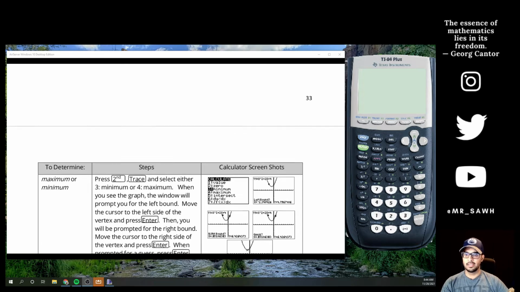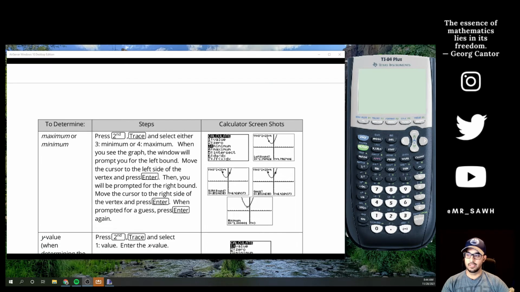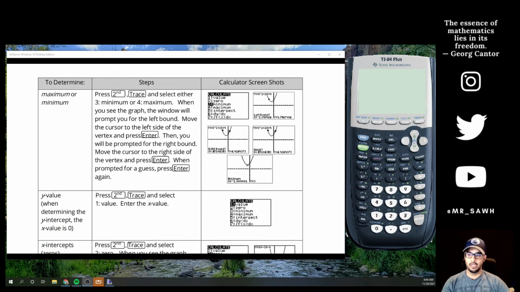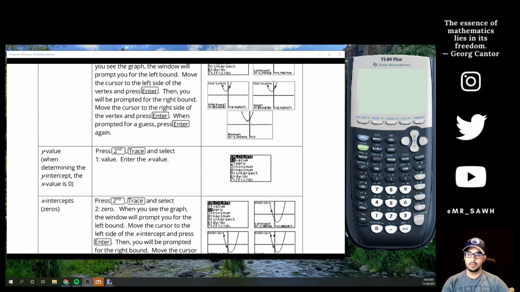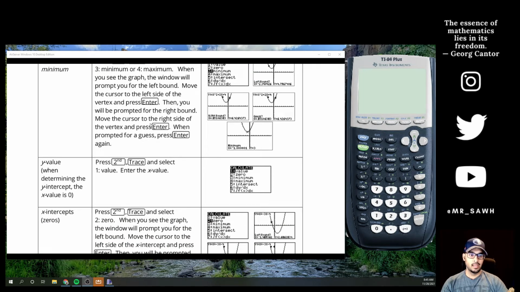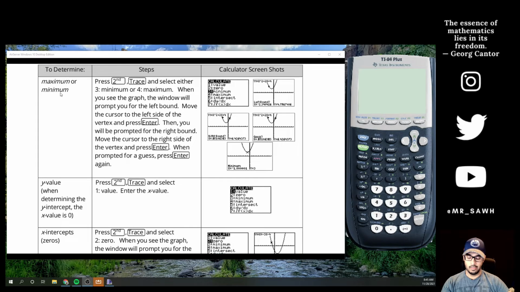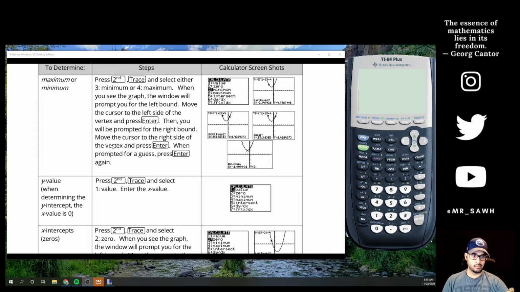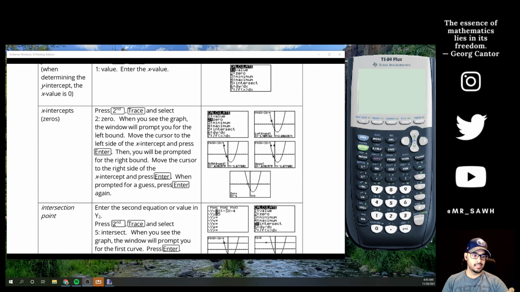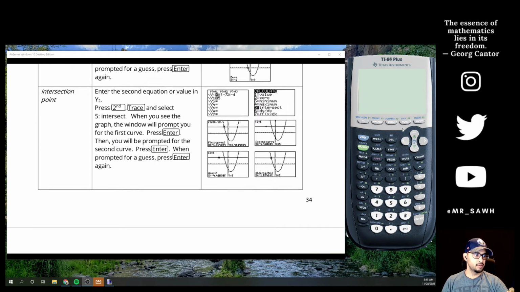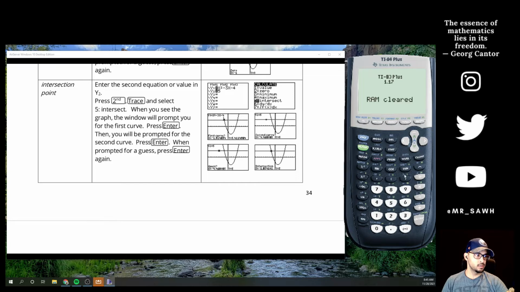So this next page here, which again you'll have all the resources and the links underneath this video, will tell you all the buttons you need to press that correspond to their given calculator function. And again, you can see in all the steps we have to press second trace to get to everything. It'll be our calculate menu, up above trace, and I can show you what it looks like.